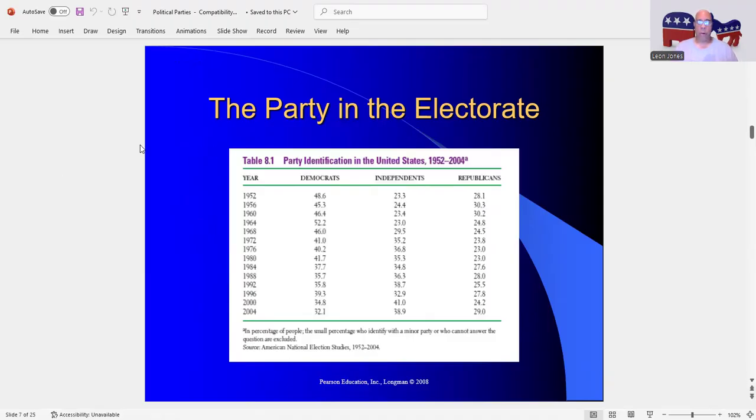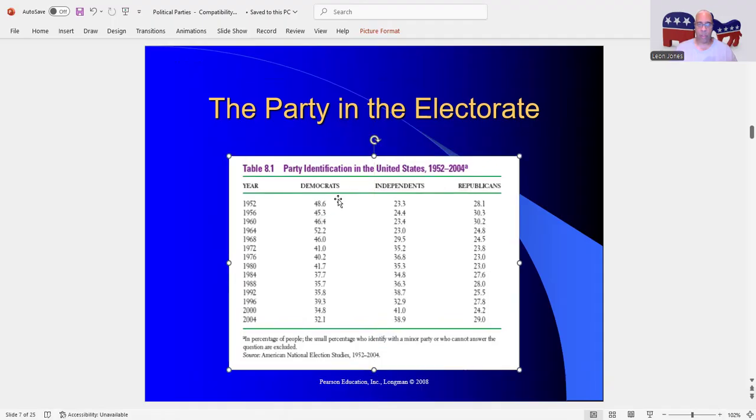Well, if you look at the party identification, this is right around 52 years. It tells you how many Democrats and Republicans we had from 1952 to 2004. If you look at it from 1952, the Democrats have really decreased. Now, the Republicans are pretty stagnant, but now you have a lot more independents. You look at that graph.